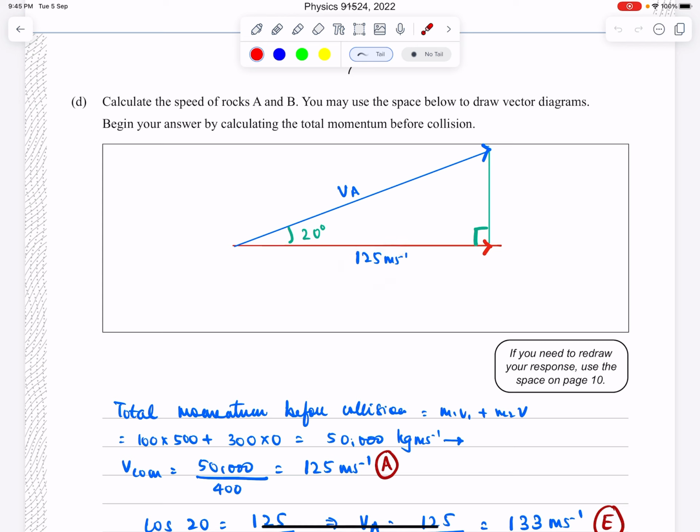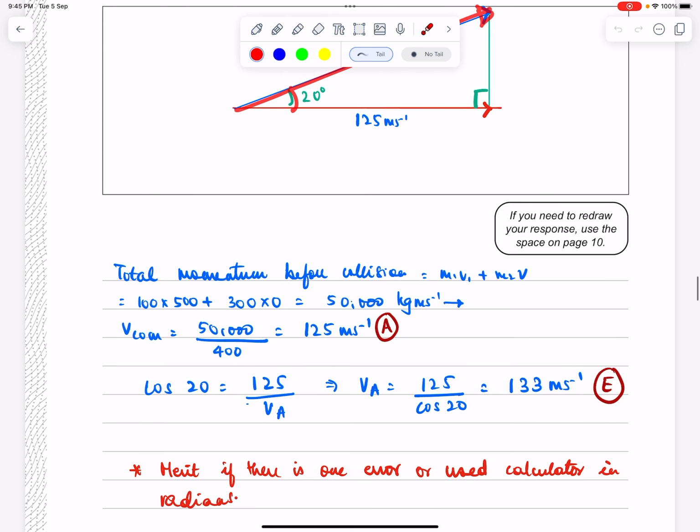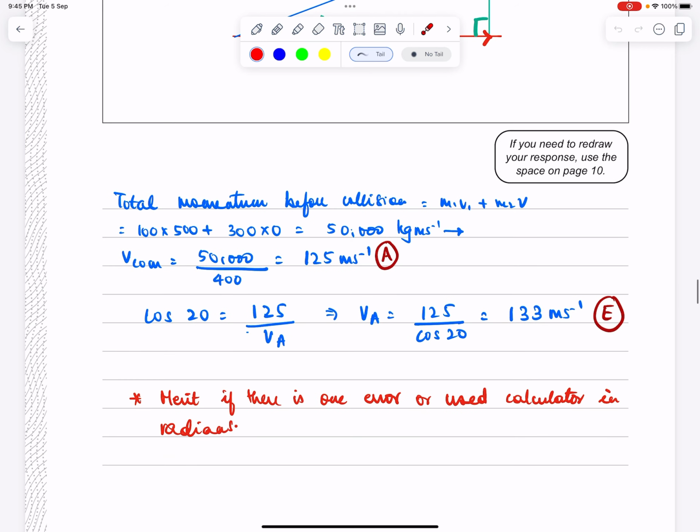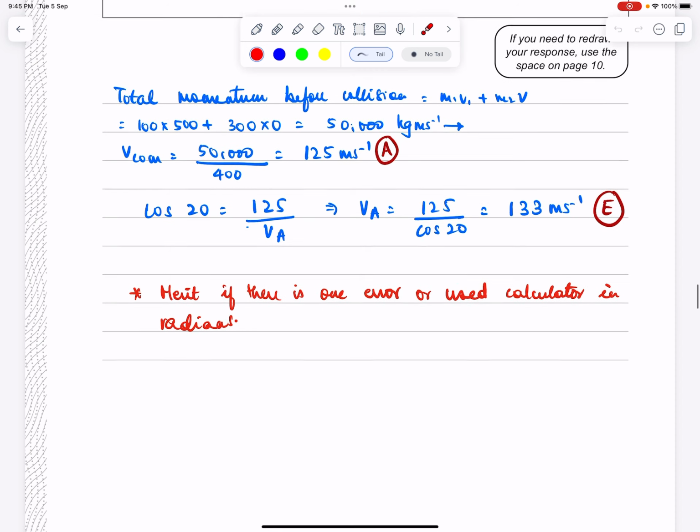So this is a vector diagram with velocities. So that's your 125. This is 20 degrees. That's the velocity of A. And so using cos, you get cos 20 is 125 by VA. Velocity of A is 133 meters per second. Now this goes all the way to excellence. So if you made one error or you used radians, then you get a merit. So this is your excellence answer.